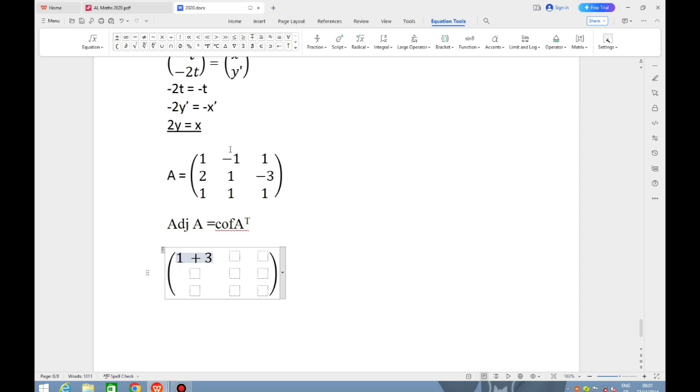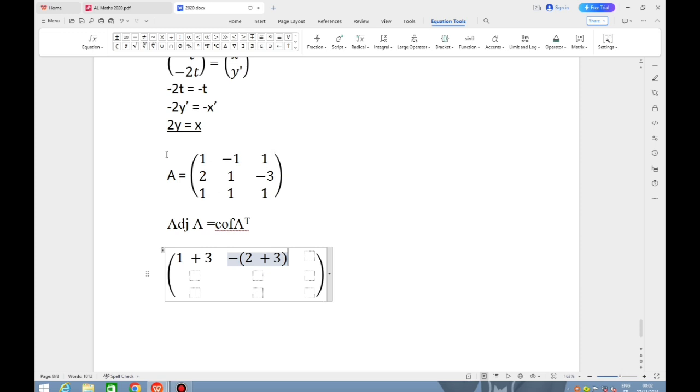We're going to come to the second entry, which has the sign negative, so that's going to be negative into. We block out all these vertically related and horizontally related entries to negative 1, and find the determinant of this 2 by 2 matrix, which is 2, negative 3, 1, and 1. 2 times 1 is 2, minus negative 3 times 1 is negative 3, minus minus is positive, so that's plus 3.